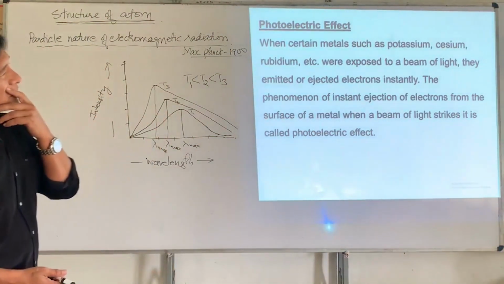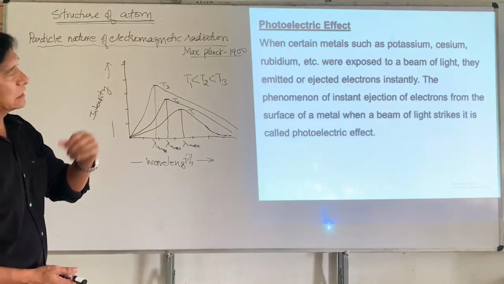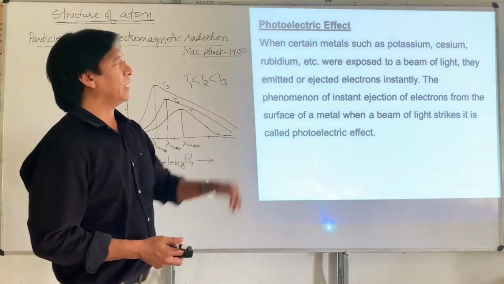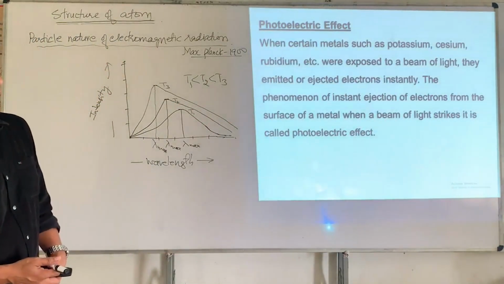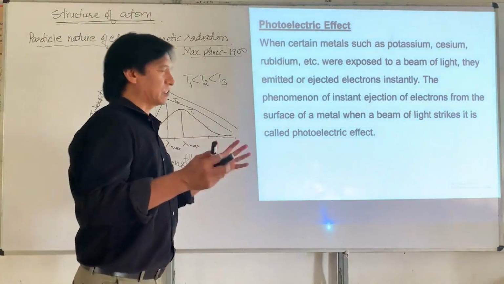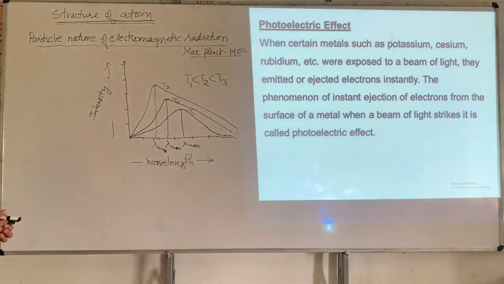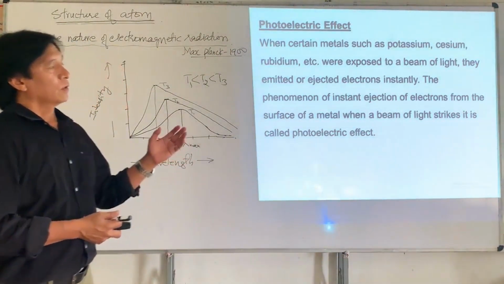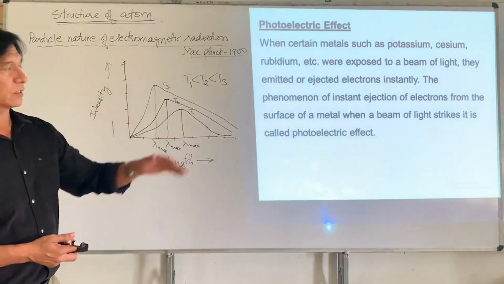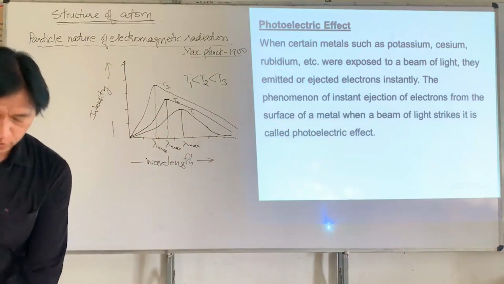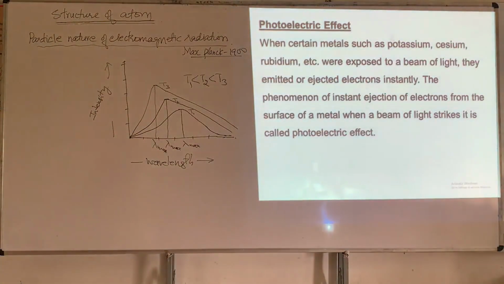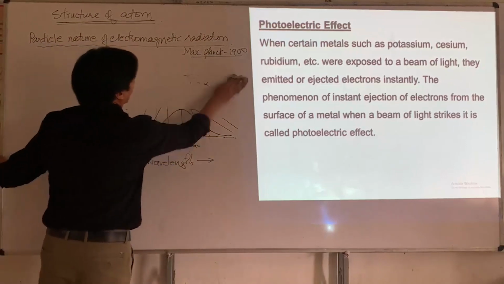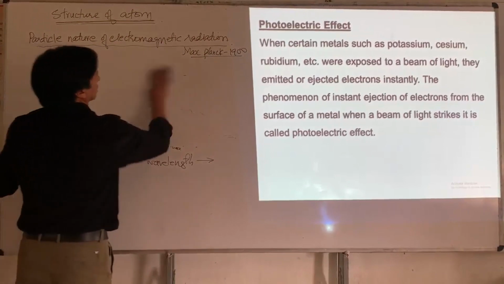So these metals like potassium, cesium, rubidium, etc. When these are exposed to a beam of light, they emit or eject electrons, and that too instantaneously, that is suddenly. This phenomenon of instant ejection of electrons from the surface of a metal, when a beam of light strikes it, is called the photoelectric effect. There is an experiment here, which was actually explained by Heinrich Hertz.